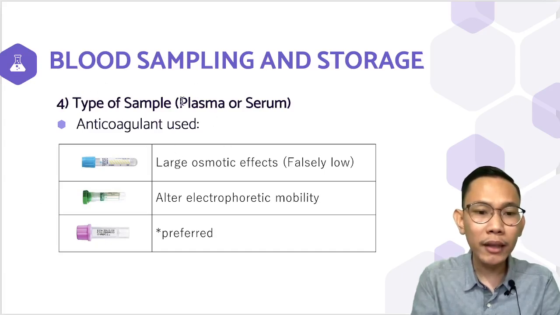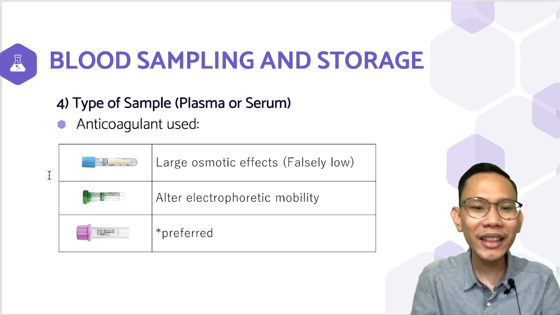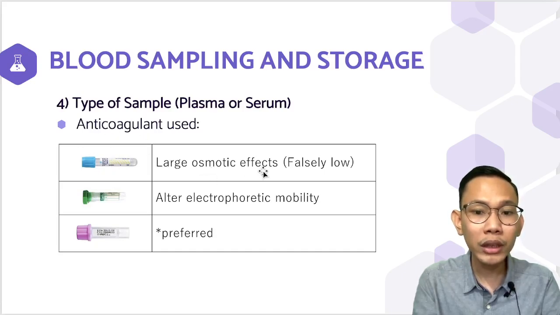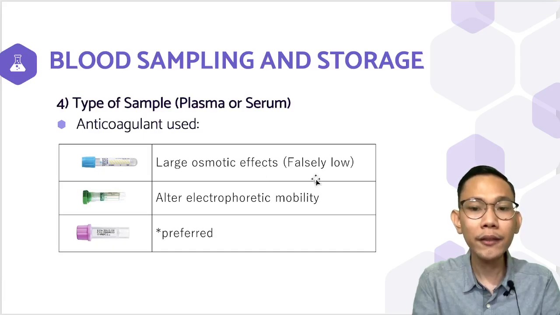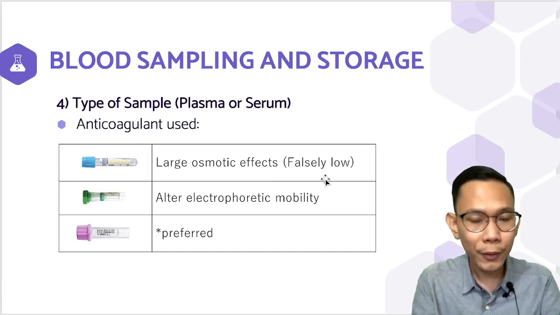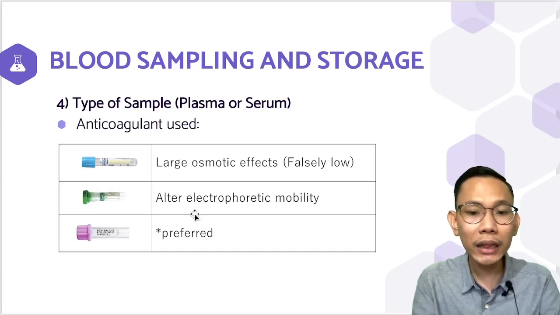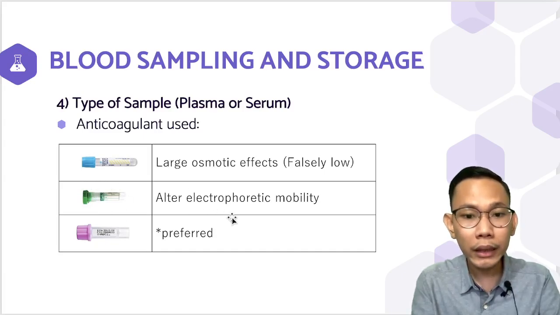Also, the anticoagulant used. Pag blue tube, ano ba ang ating anticoagulant for that? It's your citrate. Your citrate will cause a large osmotic effect, will cause a falsely low result. So we have to avoid using your citrate. How about your heparin? Heparin can alter your electrophoretic mobility.